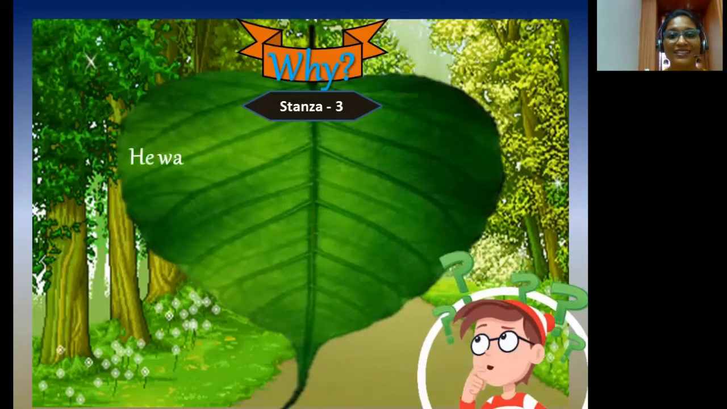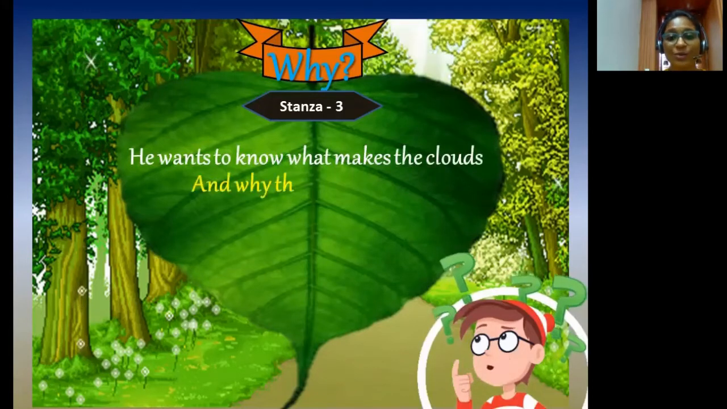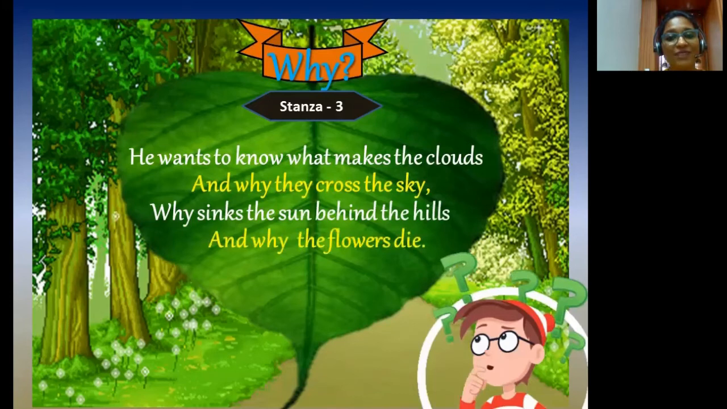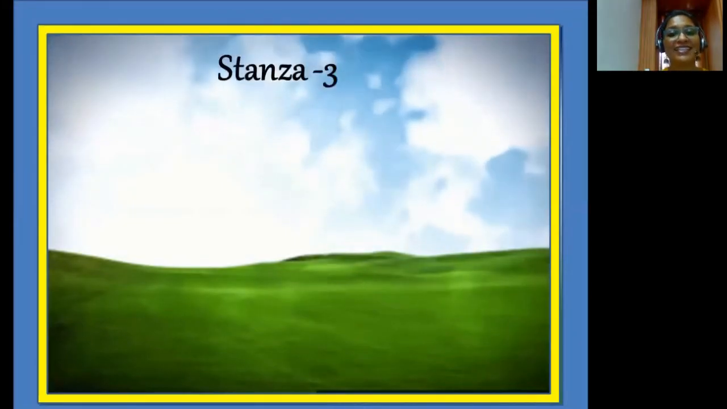Stanza 3. He wants to know what makes the clouds and why they cross the sky. Why sinks the sun behind the hills and why the flowers die? Explanation to stanza 3.